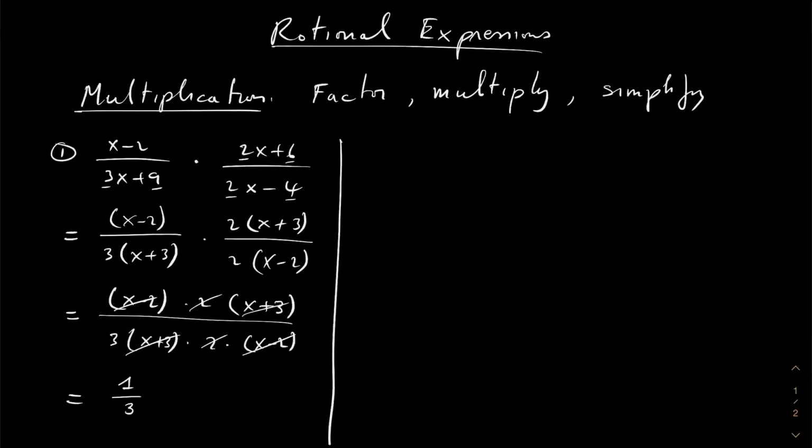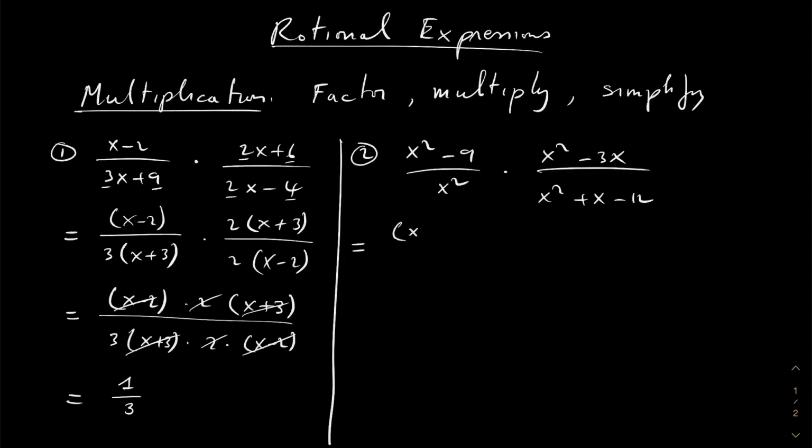Second example, let's look at (x squared minus 9) divided by x squared, all multiplied by (x squared minus 3x) divided by (x squared plus x minus 12). As usual, first step, let's factor every single polynomial. x squared minus 9 is a difference of squares, so that can be rewritten as (x minus 3) multiplied by (x plus 3). The denominator is just x squared, so we can rewrite it as x times x if you want to.